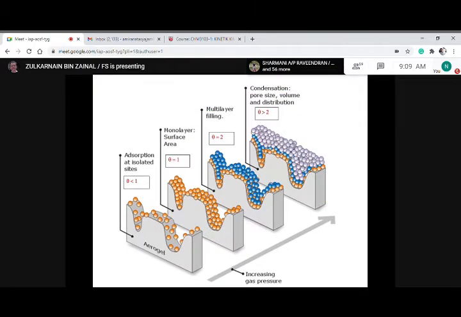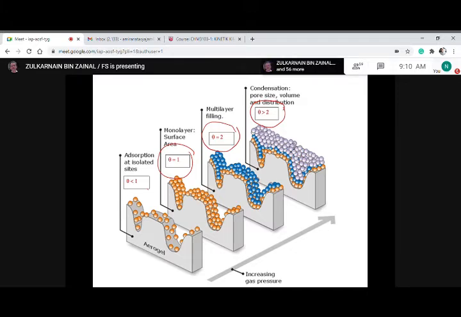Okay, so if you want to evaluate the value of theta, then this is the stage where theta is less than 1. This is the value of theta equal to 1. And then from the multilayer, or from the second layer, theta is equal to 2. And when it is condensed, theta is more than 2.